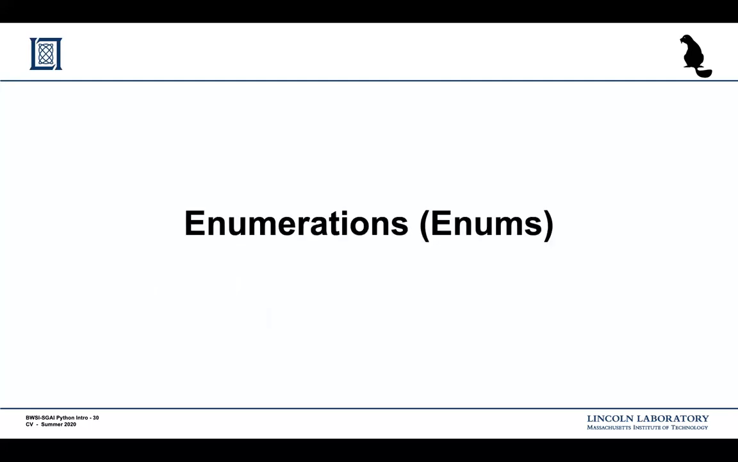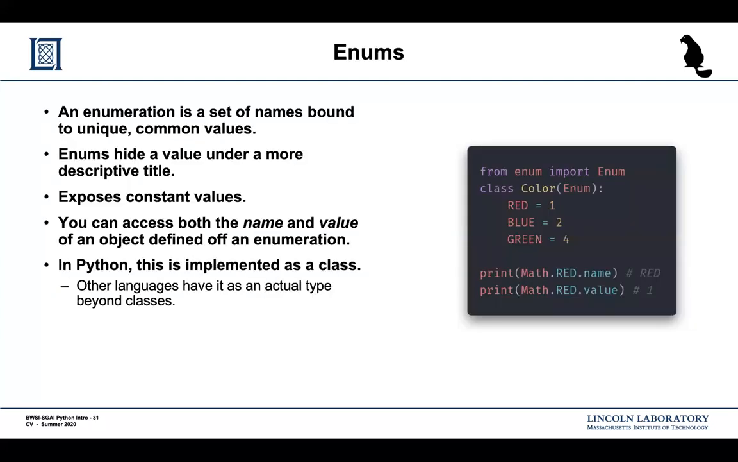Okay, with all that said, let's take a step back and talk about enums for a second. Enums are used a lot in the game. And this is how they work in Python. An enumeration is a set of names bound to unique common values. The way it works in Python is you import enum, and then you create a class that extends off of enum, and then you set those enums, right?